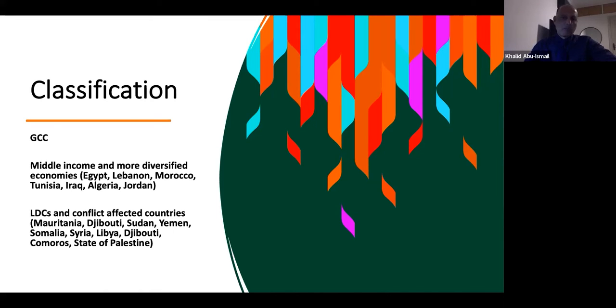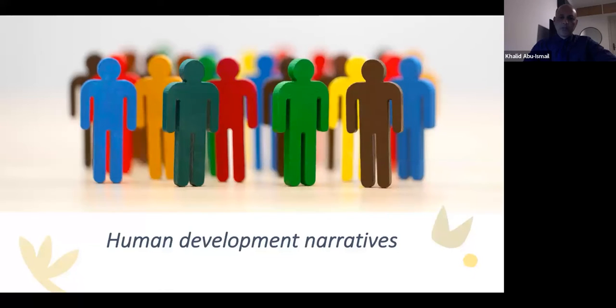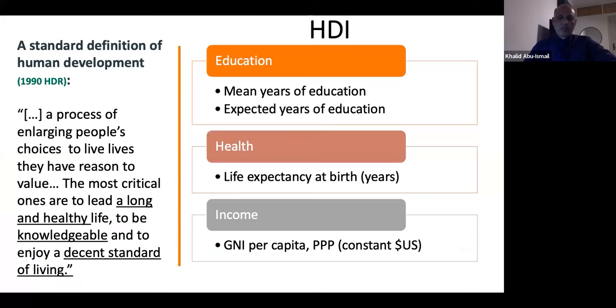But in many of our papers, I tend to prefer a classification that distinguishes between the GCC oil-rich countries, the middle-income, more diversified economies, and then the third category of countries, which is mainly the LDCs and conflict-affected countries. So let's start with the human development story for the region.